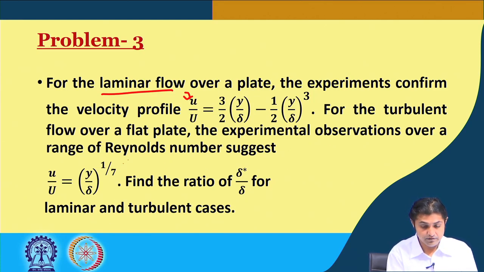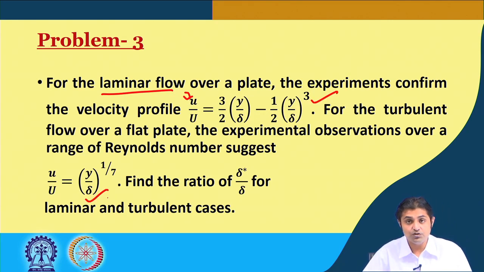This is for the turbulent flow. So, this is laminar and this is turbulent. We are going to find the ratio of the displacement thickness delta dash by delta for the laminar and the turbulent cases, for two separate cases.